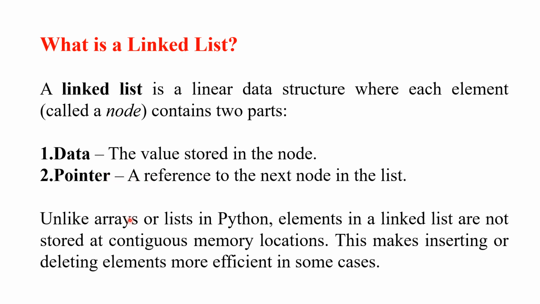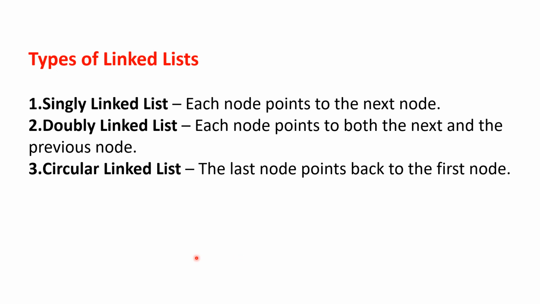So unlike arrays, or lists in Python, elements in a linked list are not stored in contiguous memory. Okay, so now we are going to discuss more about the linked list. There are three types of linked list: single linked list, double linked list, and circular linked list.